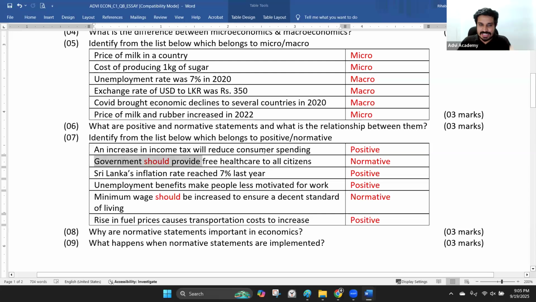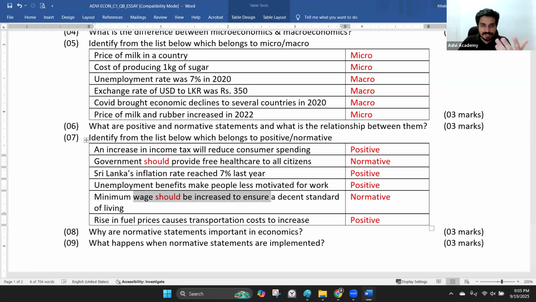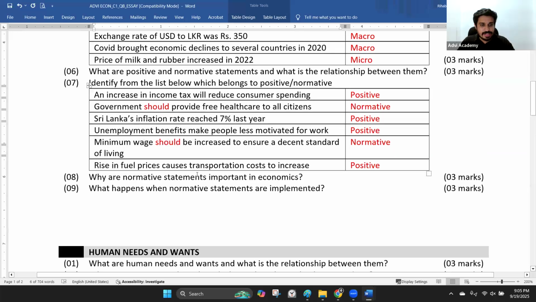But can we test this? "Government should provide free healthcare to citizens." You can't test that, right? And "minimum wage should be increased" also. You can't test it. It's an opinion. Fine.